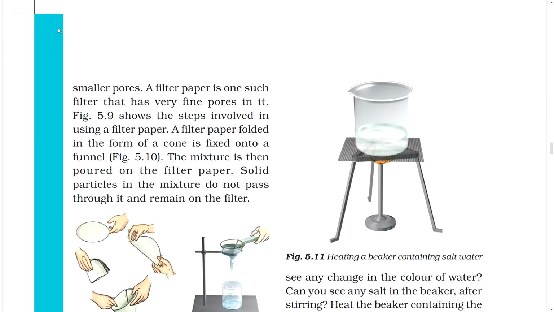Smaller pores. A filter paper is one such filter that has very fine pores in it. Figure shows the steps involved in using a filter paper. A filter paper folded in the form of a cone is fixed onto a funnel. The mixture is then poured on the filter paper. Solid particles in the mixture do not pass through it and remain on the filter.